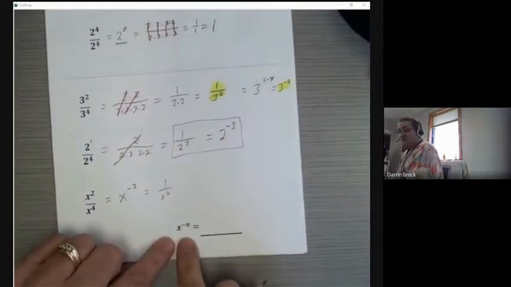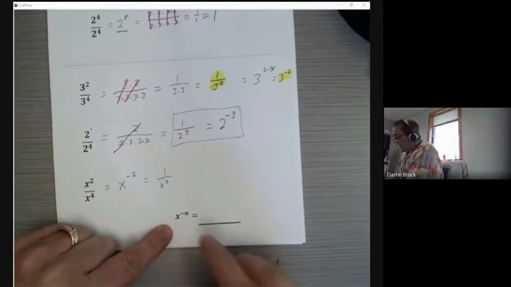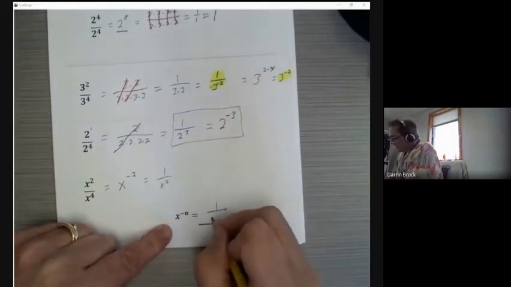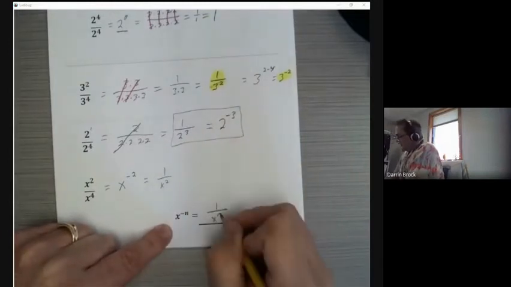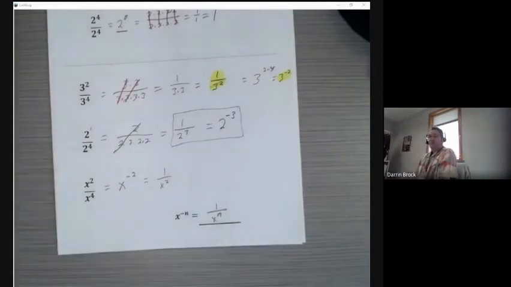squared. So our rule says if we have an x with a negative exponent, we can make that a positive exponent by moving it into the denominator, 1 over.